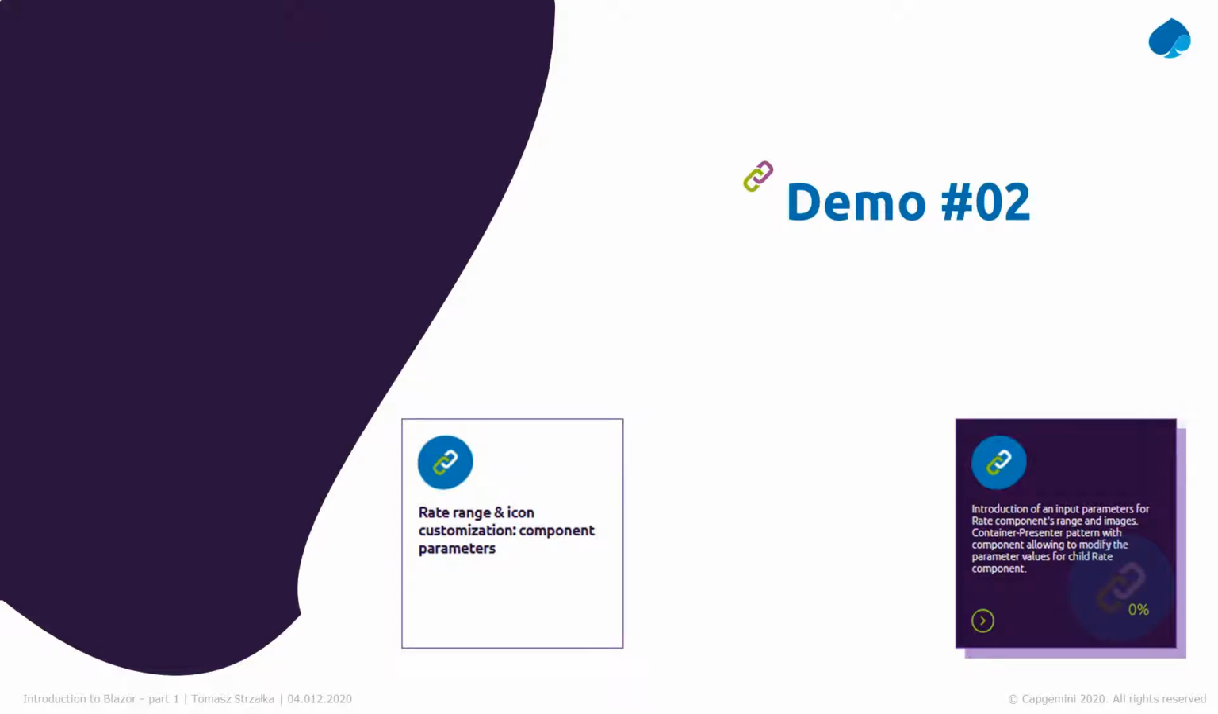In the second part, we are going to mainly focus on component parameters. We are going to isolate all the things we have done in the previous demo from the other part of the UI, which we are going to do in that section. That's why we are going to need to pass some parameters to our component.